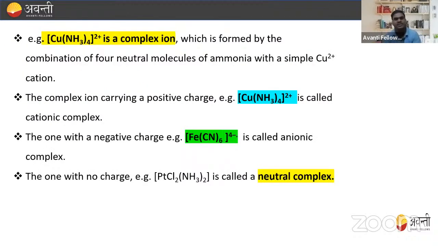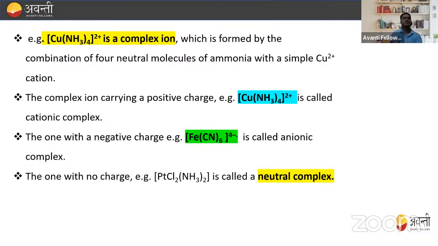Now, [Cu(NH3)4]2+ is a complex ion which is formed by the combination of four neutral molecules of ammonia with a simple copper 2 plus cation. The complex ion carrying a positive charge, that is [Cu(NH3)4]2+, is called a cationic complex, and the one with a negative charge, [Fe(CN)6]4-, is called an anionic complex, right? The one with no charge, that is [PtCl2(NH3)2], is called a neutral complex. So always remember this.